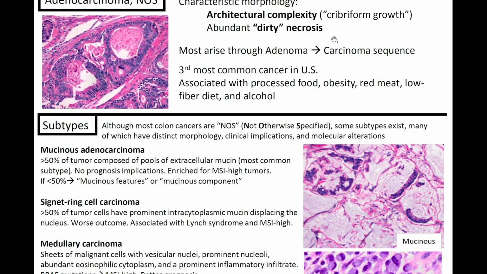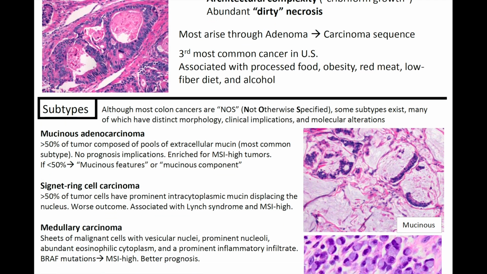Most colon adenocarcinomas arise through the adenoma to carcinoma sequence, which is why it was so important in my last video to be able to recognize those low-grade dysplasias, the tubular adenomas, and the less worrisome polyps before they progress to carcinoma. Colon cancer is the third most common cancer in the US, and it's associated with processed food, obesity, red meat, low fiber diet, and alcohol.